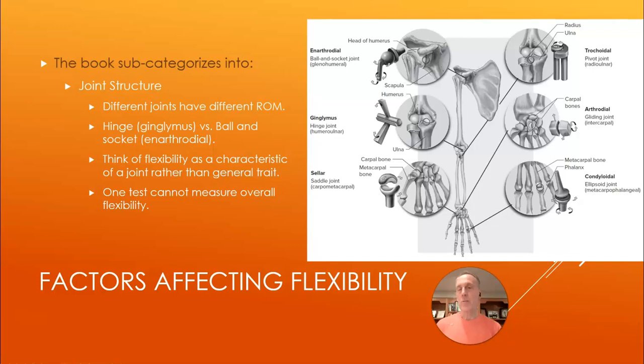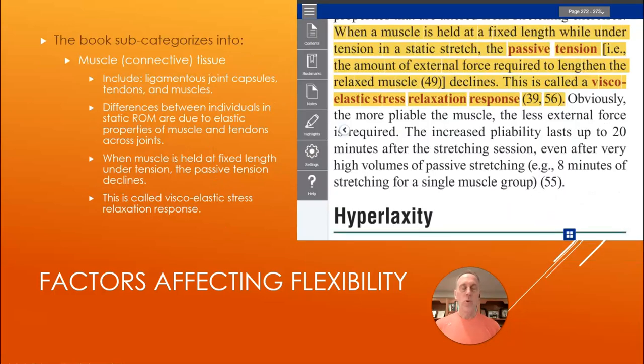So when we look at something like a sit and reach test, there's a little bit of a quirkiness to that where it doesn't measure the overall flexibility of the person globally. It's just for one particular area, for one particular movement pattern.